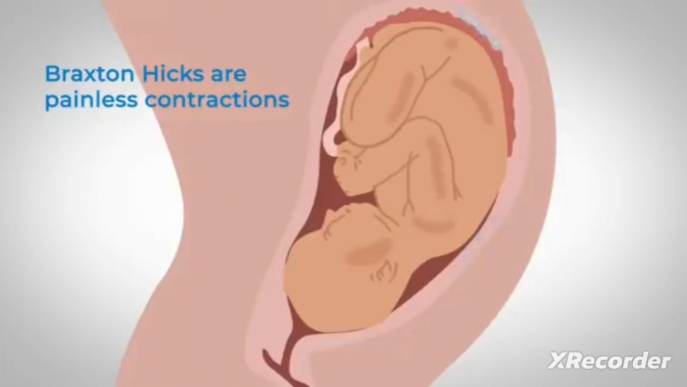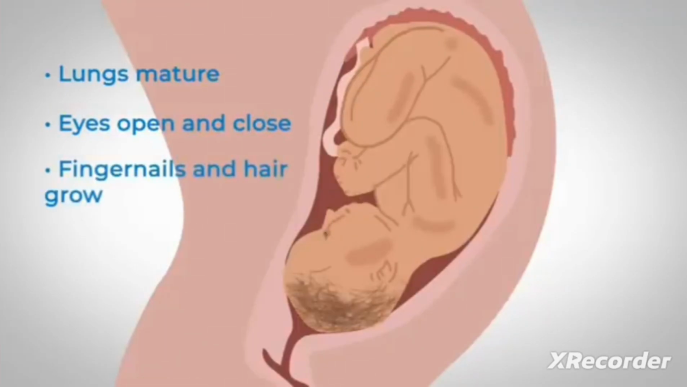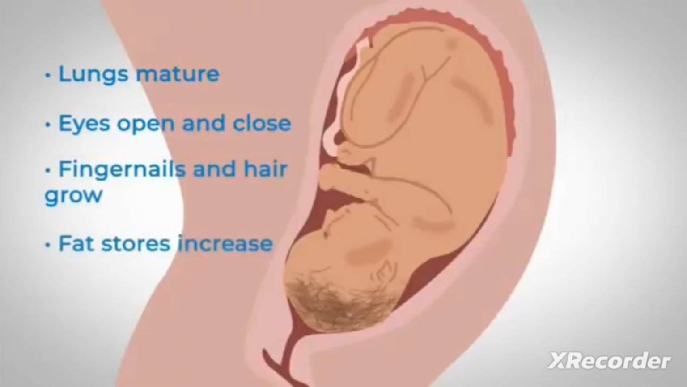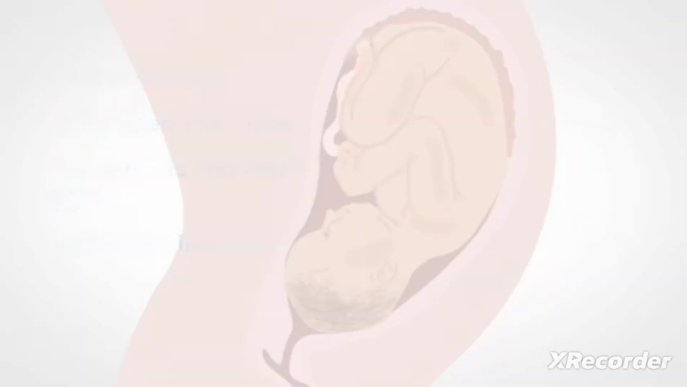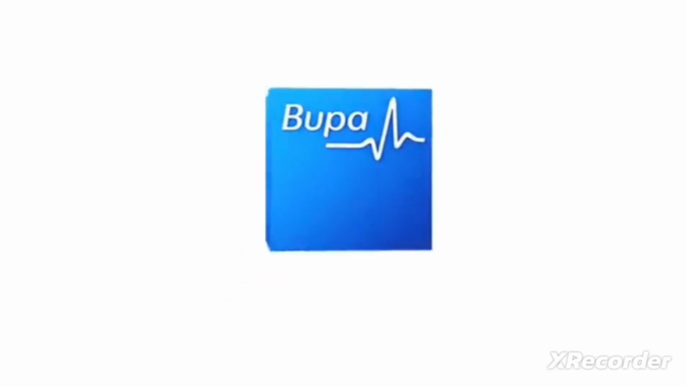Your baby's lungs mature, even though they won't work properly until birth. His or her eyes will start to open and close, and their fingernails and hair will grow. Your baby's fat storage will increase in preparation for the birth. Toward the end of your pregnancy, your baby will prepare for birth by dropping down into your pelvis. It's now not long until you meet your baby.